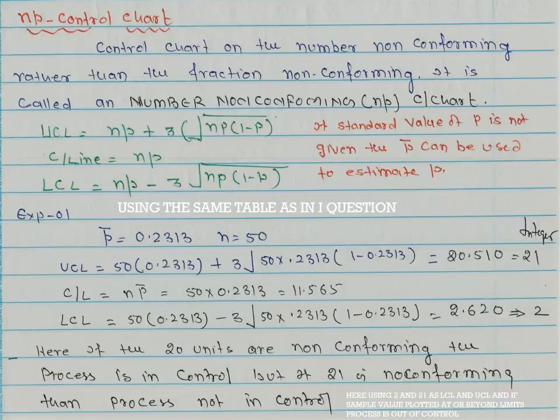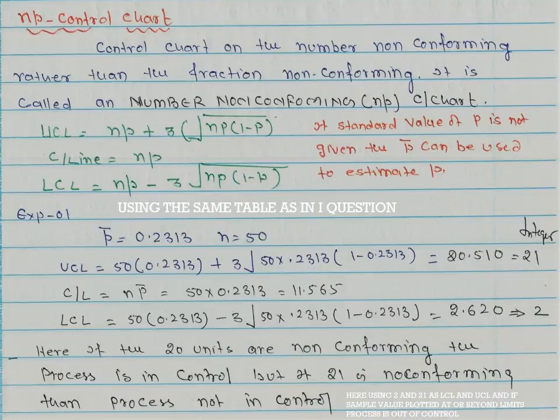Now we discuss the NP control charts. So in the NP control charts, instead of taking the fraction of non-conforming items, we simply take the number of non-conforming items. So the control chart is on the number non-conforming rather than fraction non-conforming. So it is easier than the P chart, because in this case we are not calculating the fraction. So it is called a number non-conforming NP chart.